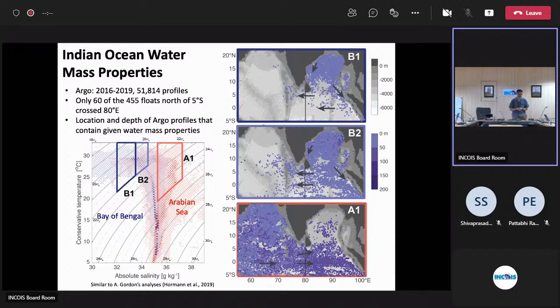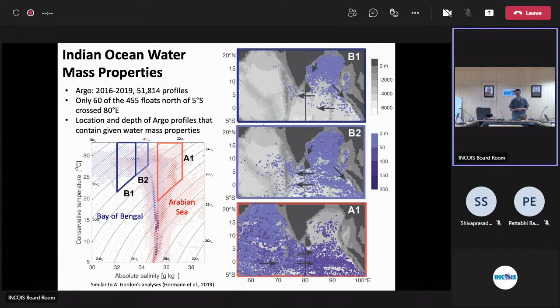B2 is more widespread. You see it both in the northern Bay of Bengal and down through the southern part of the Indian Ocean, starting to move over towards the Arabian Sea. Again, it's mostly at the surface. If you go south and towards the Arabian Sea, you find it slightly deeper.